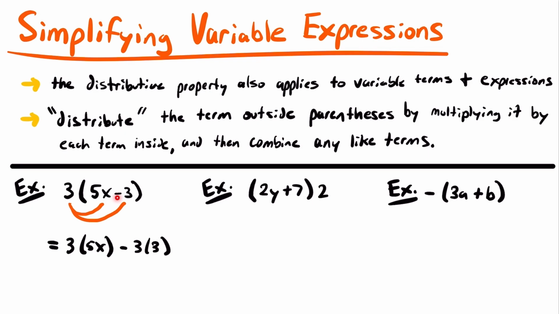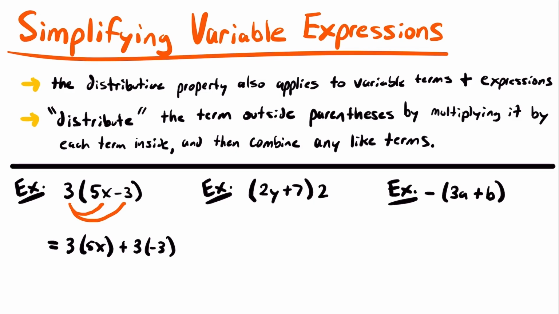Since we have a minus here, you would subtract 3 multiplied by this 3. Another way that you could write that is to say that we have plus 3 times negative 3. So you can keep that negative with this 3 and add 3 times negative 3. It would do the same thing, but no matter how you do it, make sure that you multiply that outside term by both of the inside terms of the parentheses.